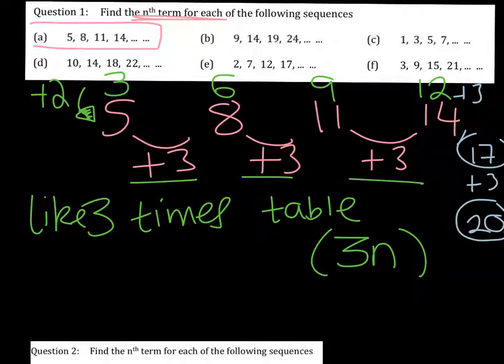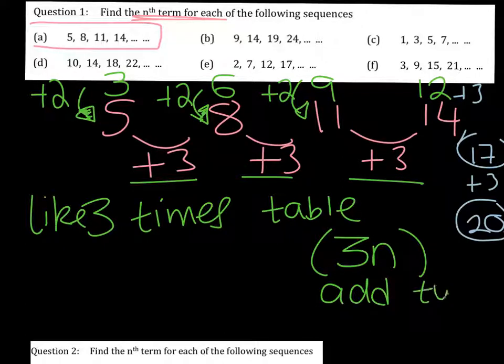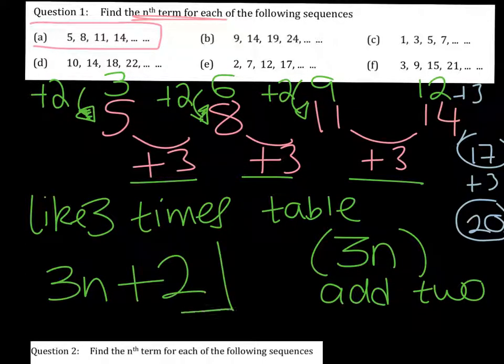Now, if I check, the second term in the 3 times table is 6, but the second term in my sequence is 8. How do I get from 6 to 8? I add 2. Follow the process through. How do I get from 9 to 11? I add 2. Ignore the ice cream van in the background, and you can see that there is definitely a pattern going on there as well. So it's like the 3 times table, 3n, but we add 2. To finish that off, the nth term is 3n, which is the 3 times table, add 2, and that's its name.